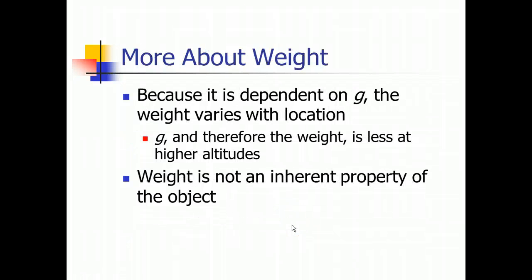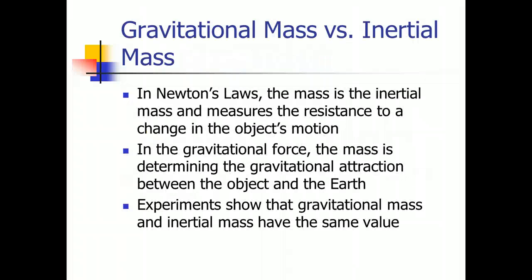Because it's dependent on acceleration of gravity, our weight will vary with location. So if we go to the top of Mount Everest, our weight will be less than if we are here in Vienna, Virginia, because acceleration of gravity changes the farther we go away from the center of a planet. We're going to actually skip this slide, take a second to read over it, but it's not going to be very important for this lecture.